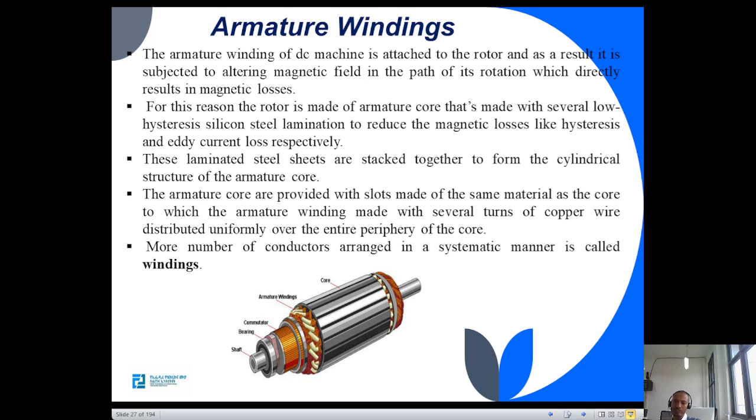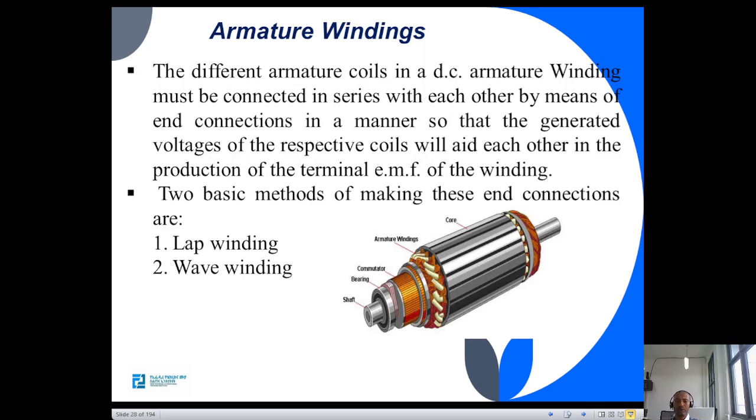This systematic arrangement of the conductors in the slots of the armature core is what we call winding. Based on the way this systematic arrangement of the conductors is made, we get two basic methods of making these windings: lap winding and wave winding. These are the two types of winding which we commonly use in our DC machine.